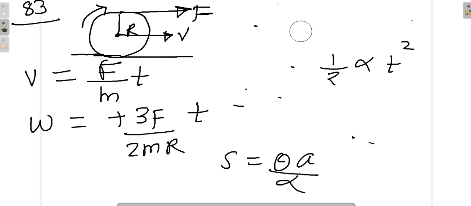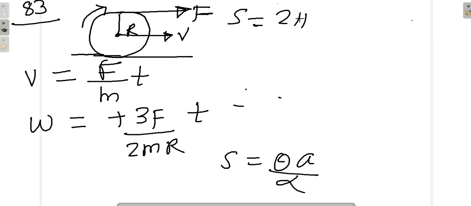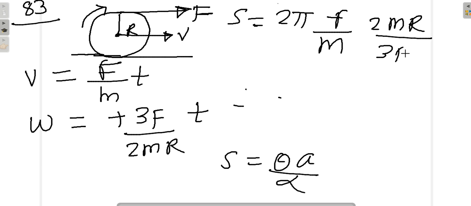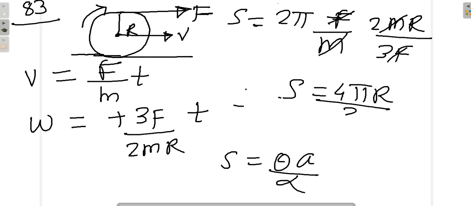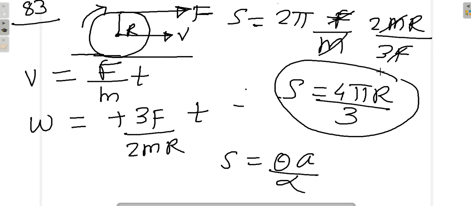Let us substitute the values. Theta is given to be 2 pi as it completes one rotation. A is F upon m upon alpha, so this will go up, 3F. Let us cancel m with m, F with F, and the distance traveled will be given by 4 pi R upon 3.